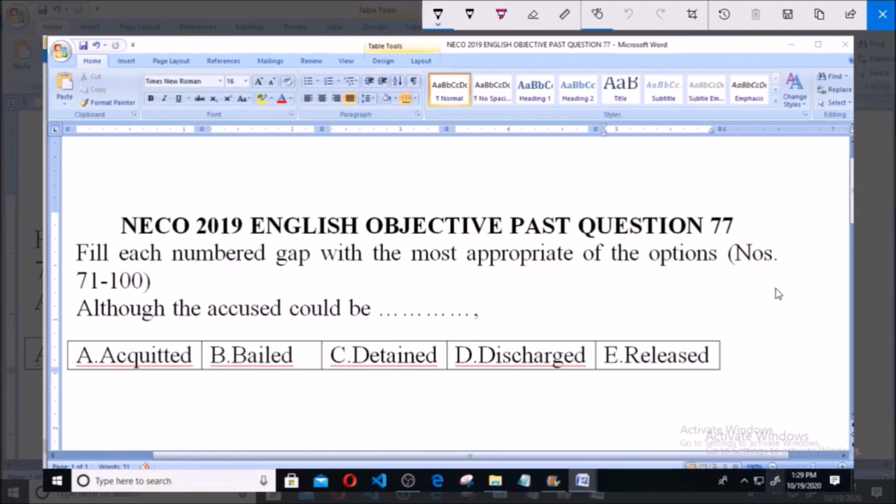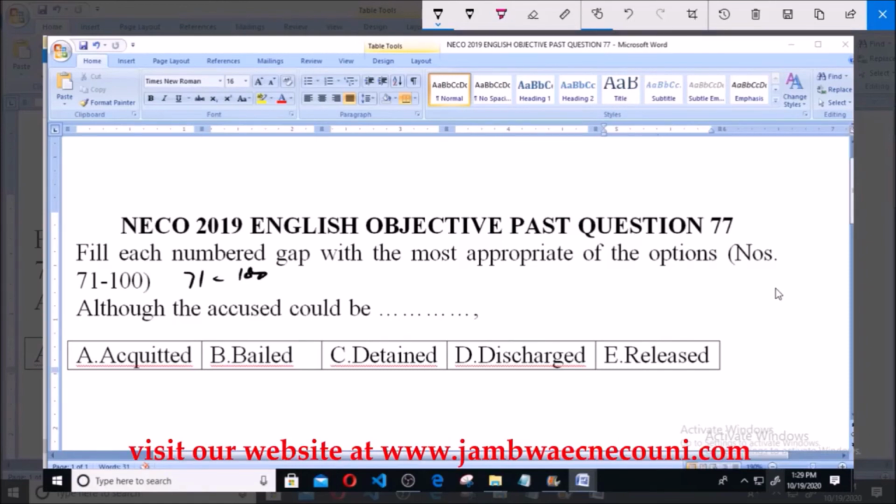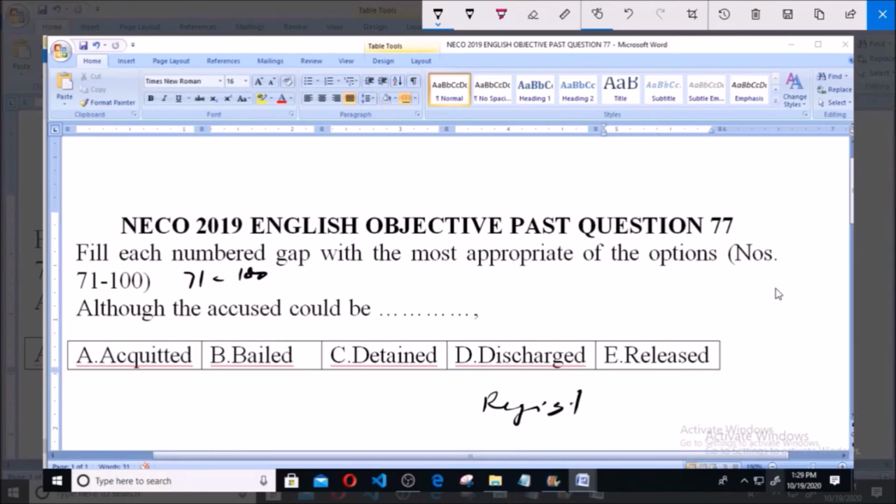Welcome. This is NECO year 2019 English objective past question, question number 77. The instruction here says fill each numbered gap with the most appropriate of the options. This instruction is applicable to questions from 71 to 100, and it is a topic called register in English. As I've said earlier, this register is under crime. Then the statement here says: although the accused could be dash. Although the accused could be dash.